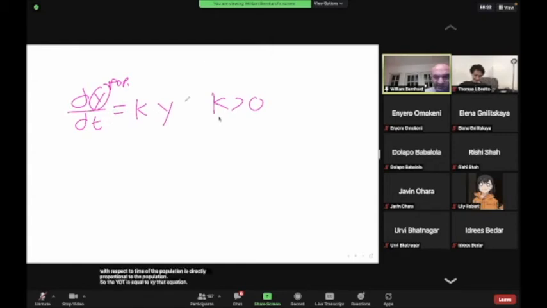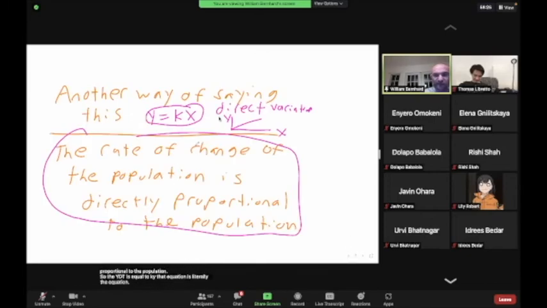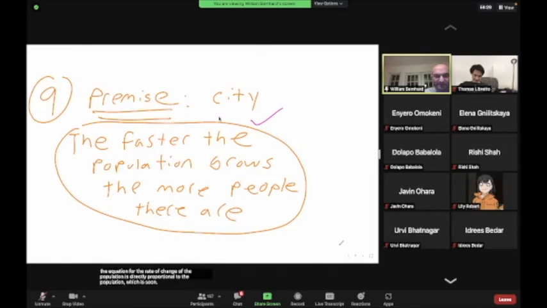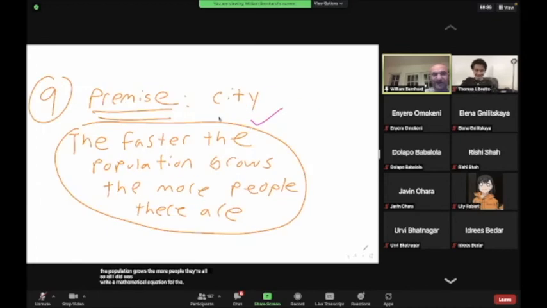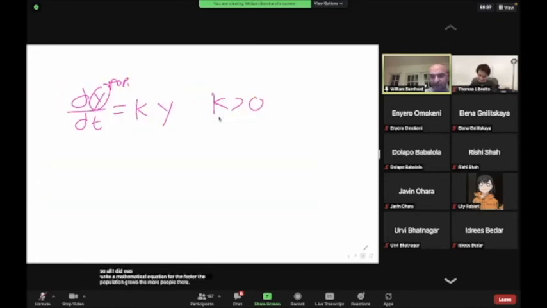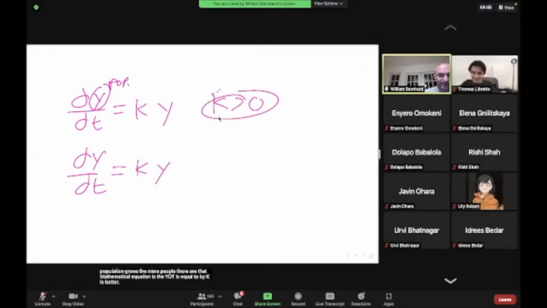That equation is literally the equation for the rate of change of the population being directly proportional to the population, which is synonymous with the faster the population grows, the more people there are. All I did was write a mathematical equation for that premise. That mathematical equation is dy/dt equals ky, where k is bigger than 0. And of course, if you have an equation with a derivative, it is in fact a differential equation.